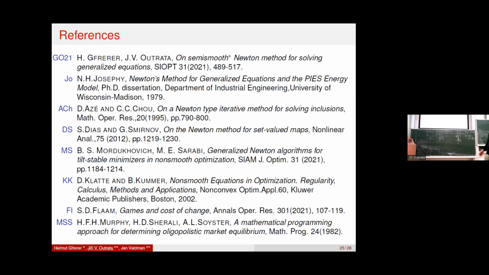And concerning this economic application, we have used these two references, the paper by Schulfeld and the paper by Murphy, Sherali, and Soyster. They constructed this equilibrium model, but without the non-smooth part. So the non-smooth part is a novelty, and it complicates the computation, of course. That's all I can give.